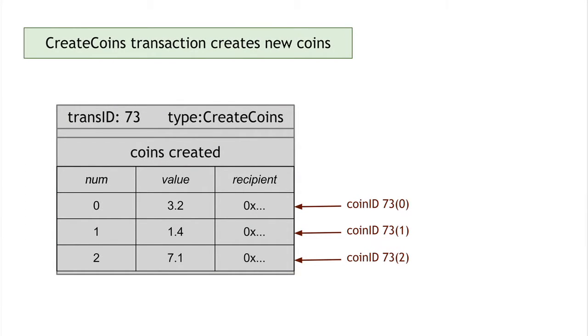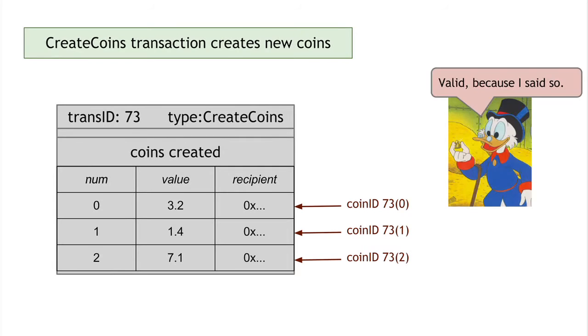Now we're going to have a concept in Scrooge Coin of a coin ID. That refers to a particular coin. So this particular coin here is coin ID 73(0) because it was created in transaction 73 and it was number 0 within that transaction. Similarly, we have 73(1), 73(2), and so on. So every coin in Scrooge Coin has a coin ID that we can use to refer to it.